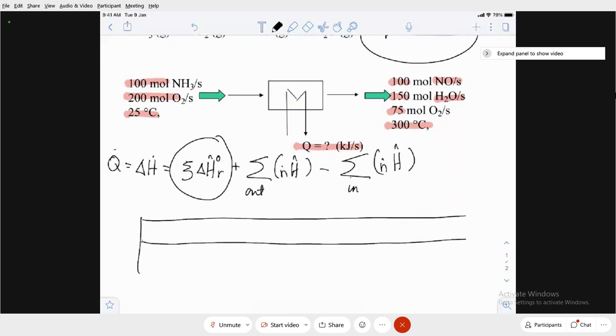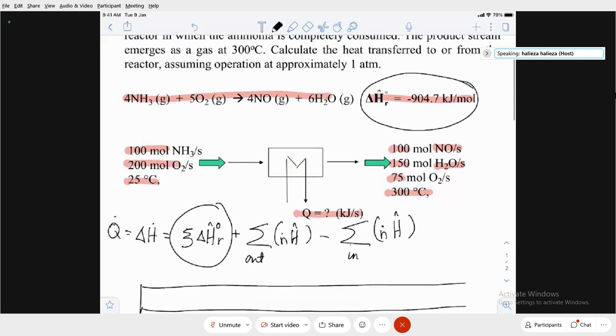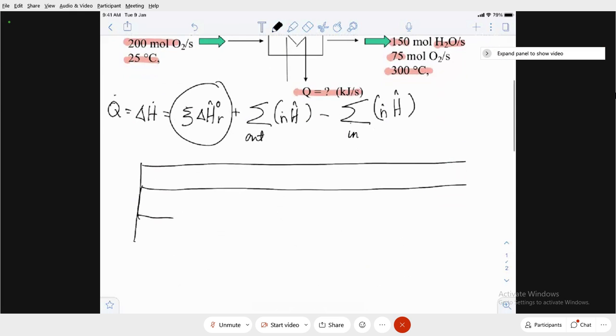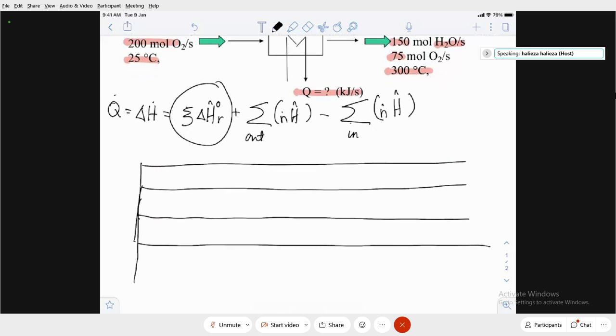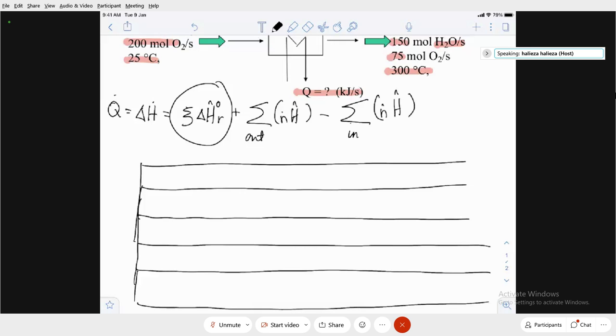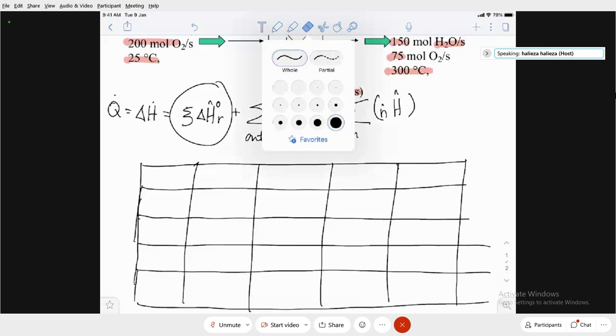How many components do we have? 1, 2, 3, 4. 4 components. I need 4 rows. More. Okay, this is my component. In, out. Ouch, that's terrible. Okay, let me erase partially.